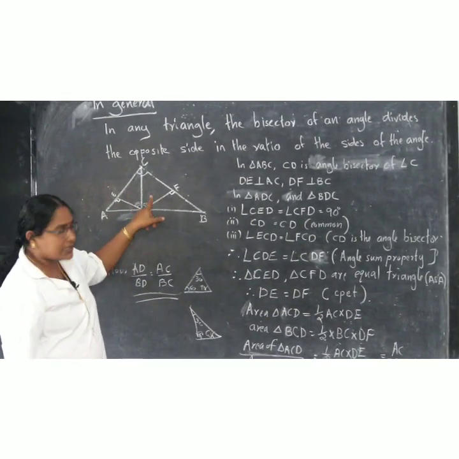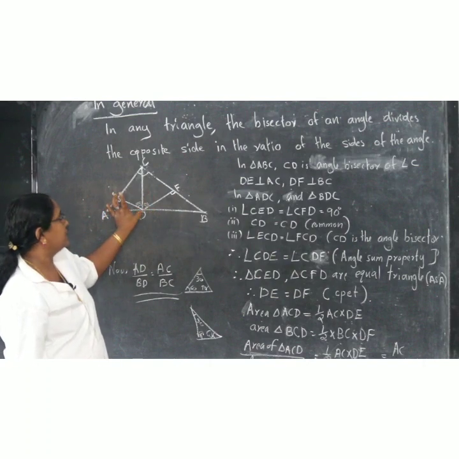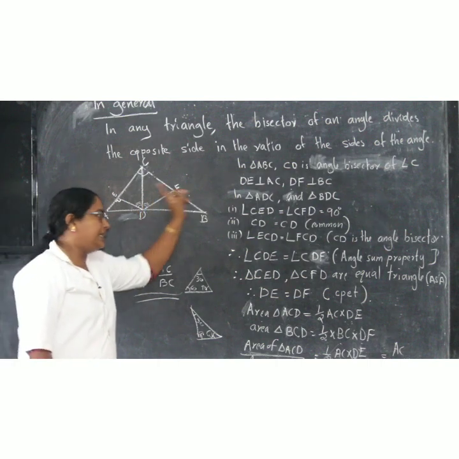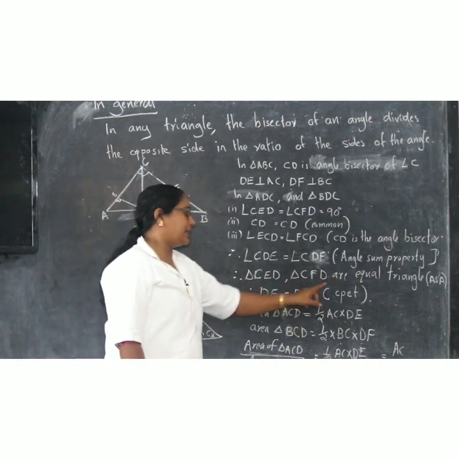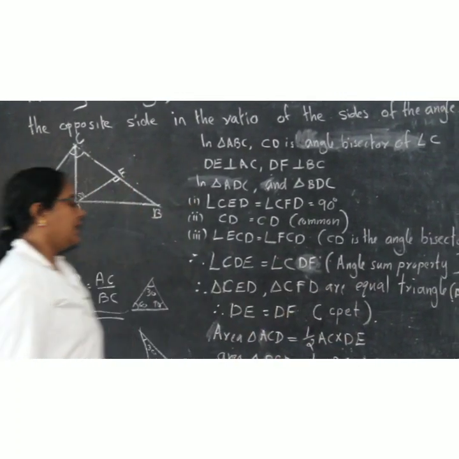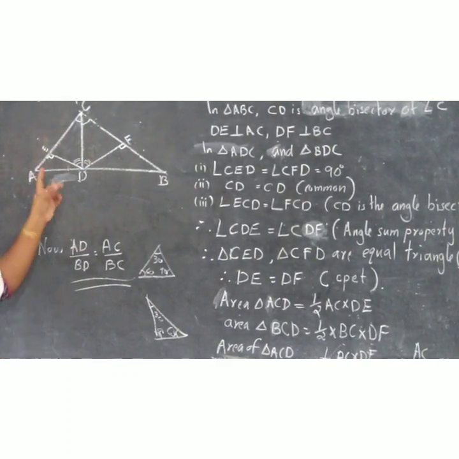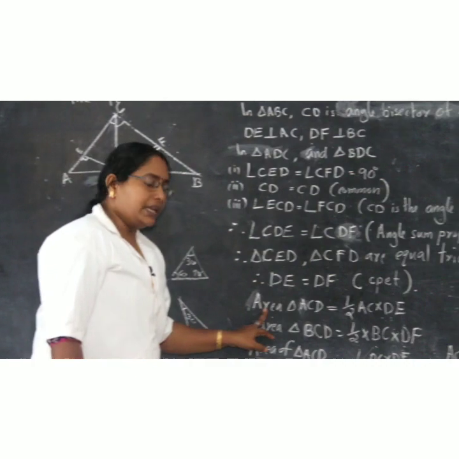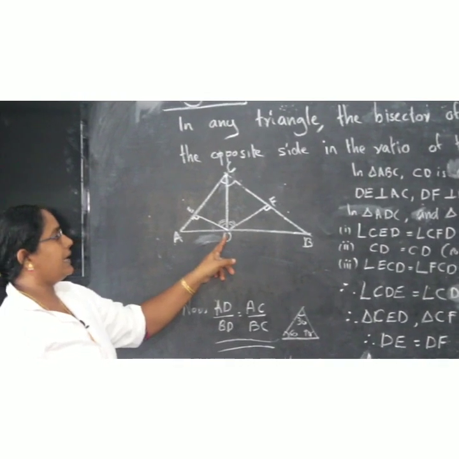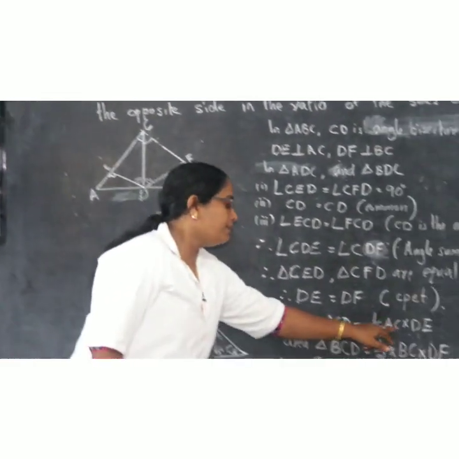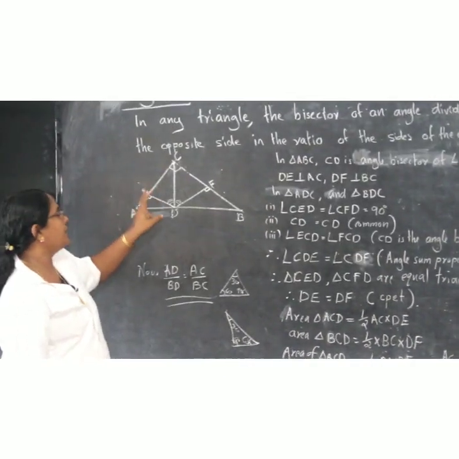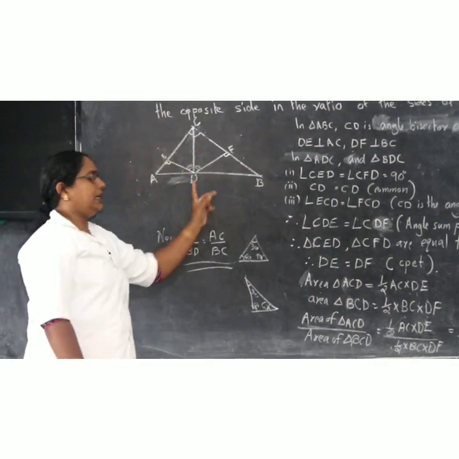Then, the two triangles are equal. Corresponding parts: what is the corresponding part? DE and DF are equal. Reason: corresponding parts of equal triangles. Now find the area of ACD. What is the area of ACD? Half into base into height. The height we already have. Therefore, what is the base? AC. Half into AC into DE.